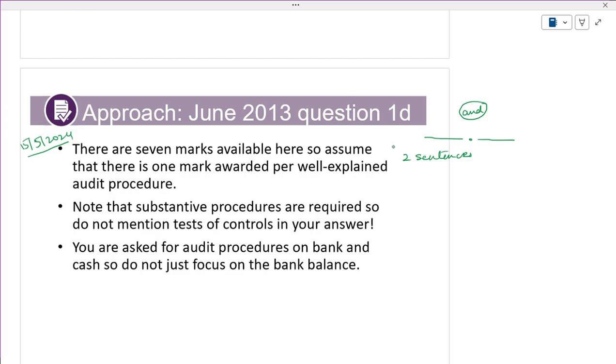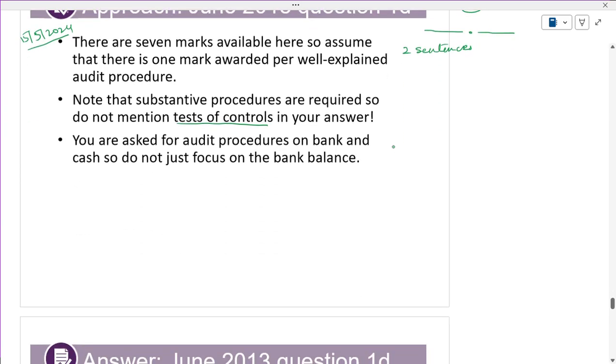Try to avoid 'and'. Note that substantive procedures are required, so do not mention test of controls. This is one of the repeated suggestions given by the examiners. Subsequently, we will do one question where we take test of controls as well as substantive procedures side by side, so that you will have a clearer distinction between test of controls and substantive procedures. So do not mention test of controls when you are asked for audit procedures.